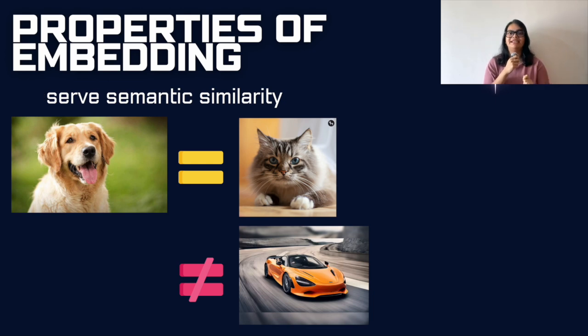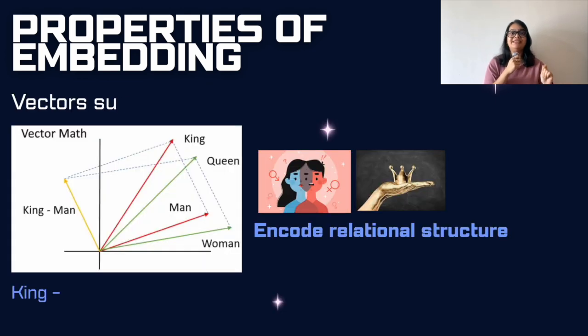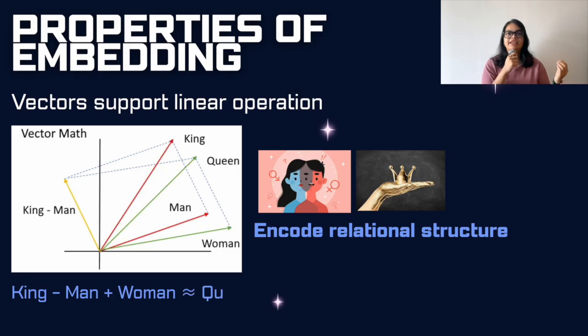Another powerful property is that these vectors support linear operations. For example, if you take the embedding for king, subtract the embedding for man, and add the embedding for woman, you obtain a vector that is very close to the embedding for queen. King minus man plus woman is equivalent to queen. This happens because embeddings encode relational structure in the vector space. This was a major breakthrough in representing language numerically.